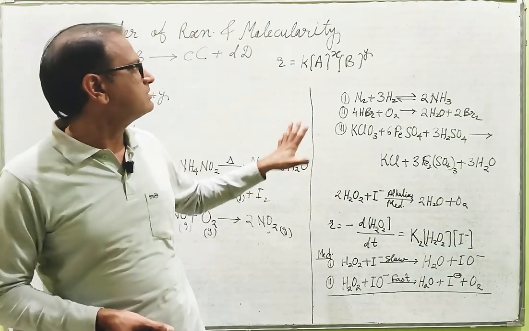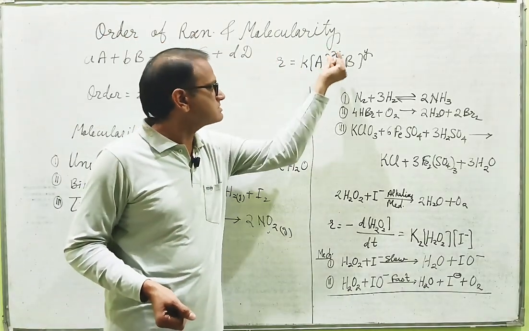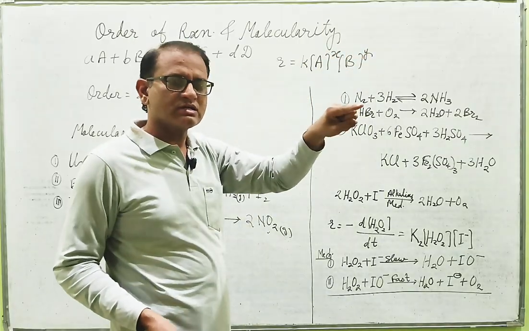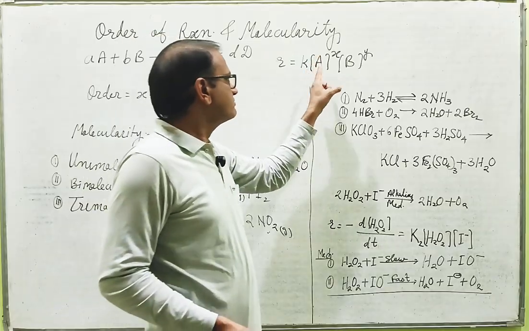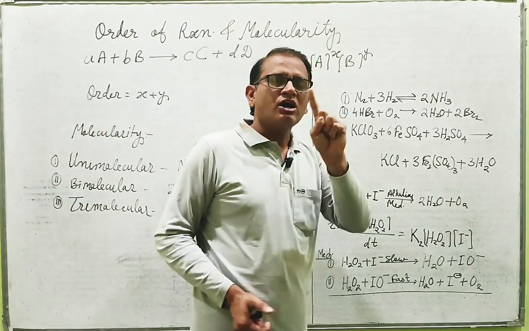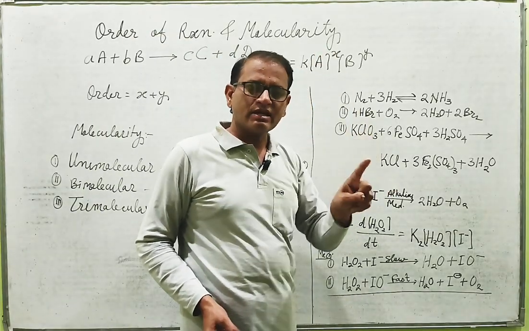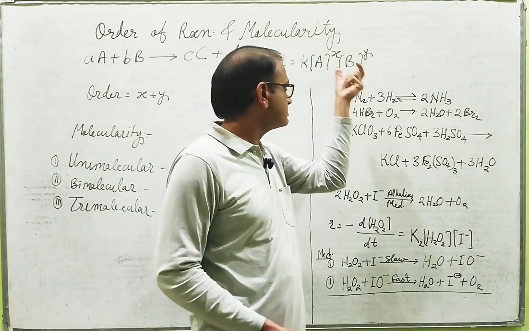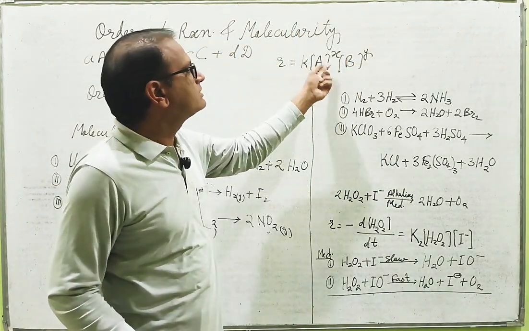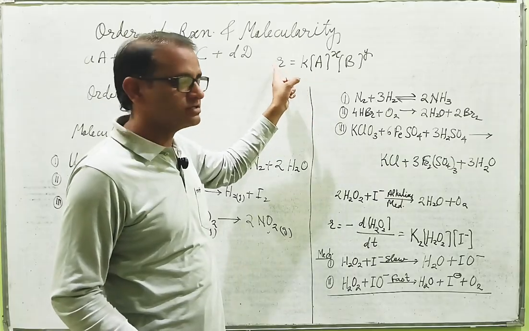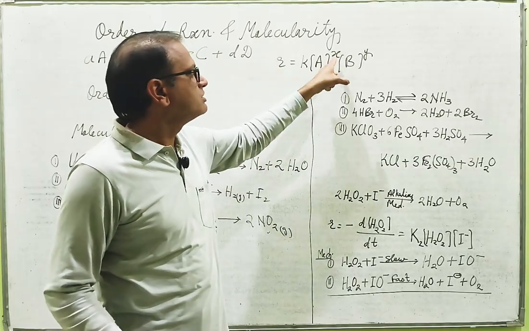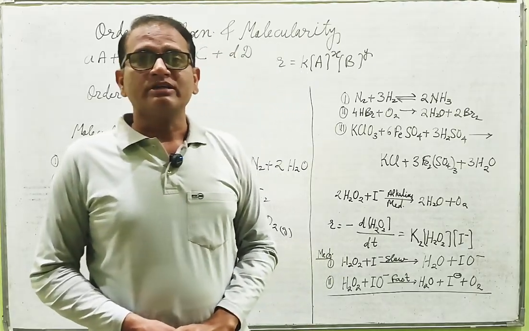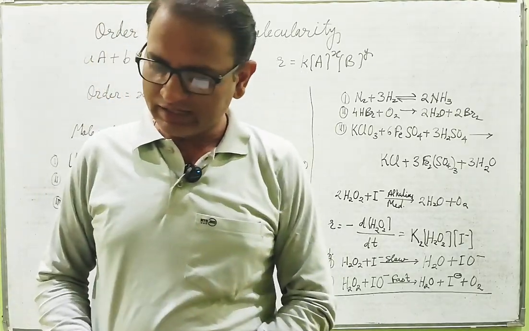It is quite simple. This is the sum of the powers, and these powers of concentration terms A and B are showing how sensitive the rate of reaction is with respect to the concentration of A and B. If you change the concentration of A, the rate of reaction will change according to this power x. So, this is how we can understand order of a reaction.